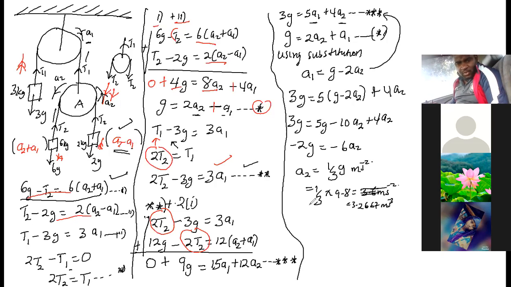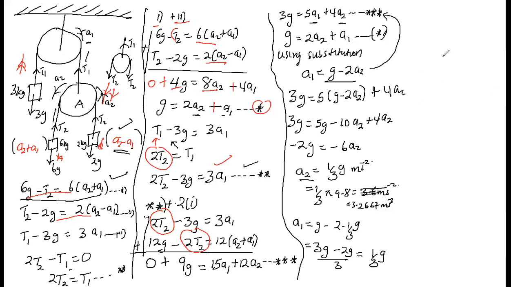Now, let us look at this one further. Get this A2 and substitute here where you made the subject. We shall have A1 is equal to G minus 2 times 1/3 G. This will give me 3G minus 2G over 3. The answer is also equal to 1/3 G. Are you seeing that? Yes.